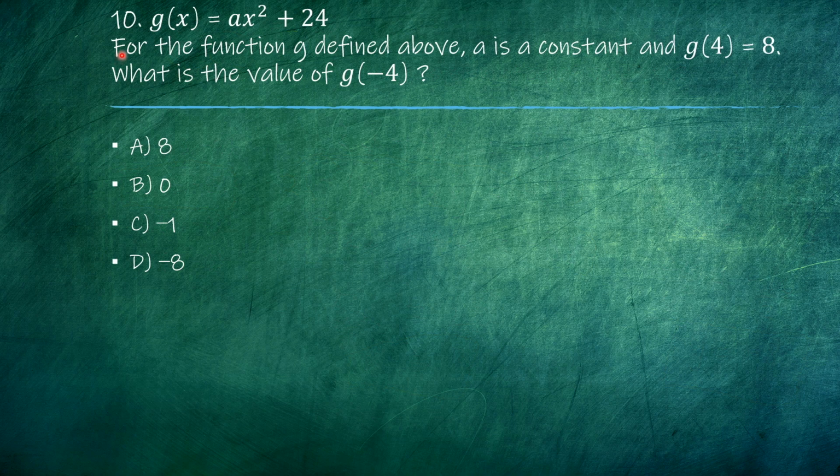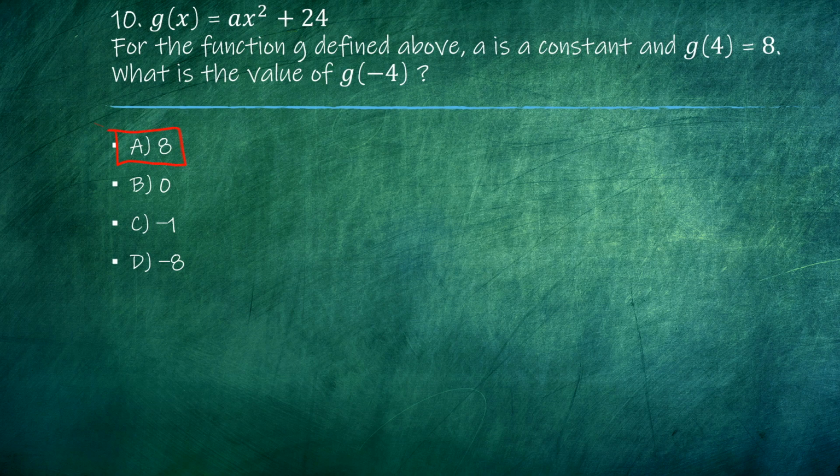Question number 10. For the function g defined above, a is a constant and g of 4 is equal to 8. What is the value of g of negative 4? Go ahead, pause the video and try it yourself. The answer is A, 8.